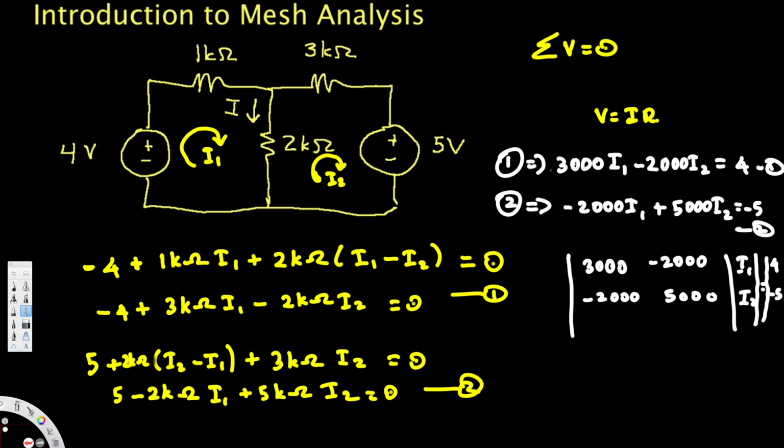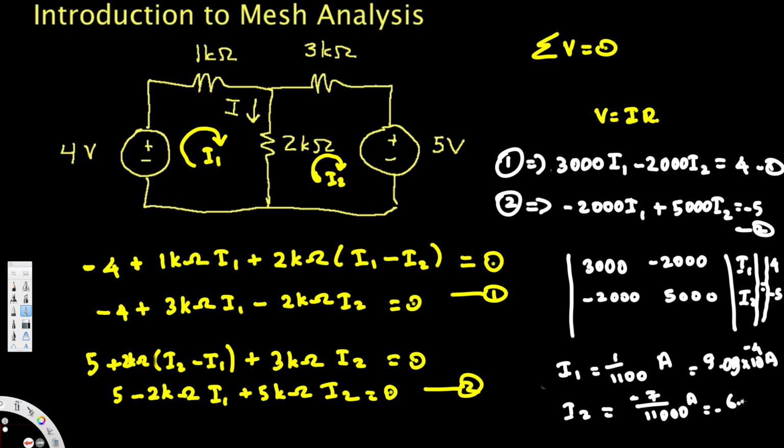In Cramer's rule, what we do is we find the determinant of this one, and for example, if you want to find I1, you swap this one with the first column and then find the determinant. Let's say that is D1, and you also find the original determinant D and divide by D, and that's going to give us I1. So you can try it. Cramer's rule is going to give you I1 equal to 1 over 1100 ampere, and I2 is going to be equal to negative 7 over 11,000. If we simplify this, that's going to give us 9.09 times 10 to the power of minus 4 ampere, and this is going to be negative 6.36 times 10 to the power of minus 4 ampere, and that's going to be our final answer.